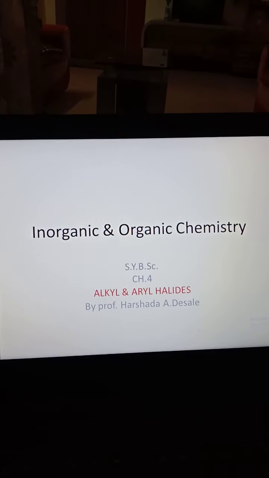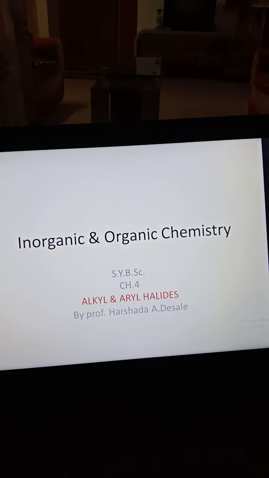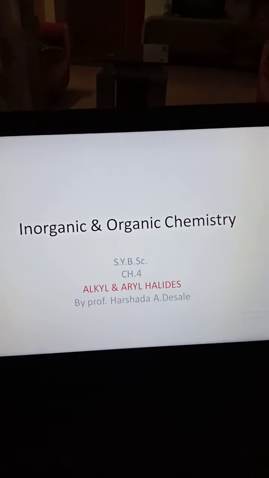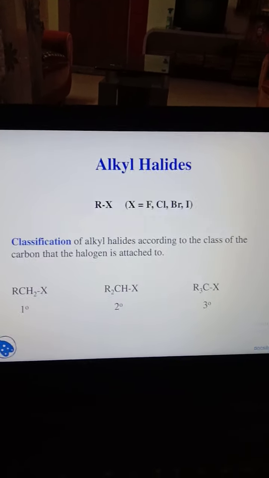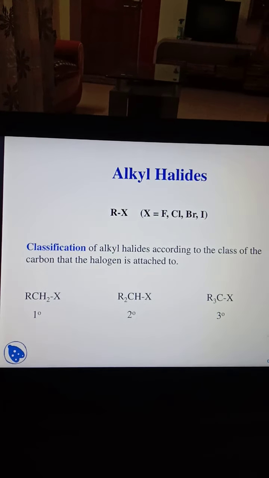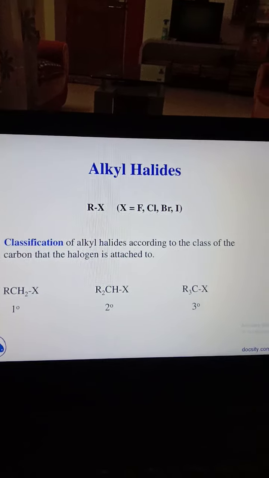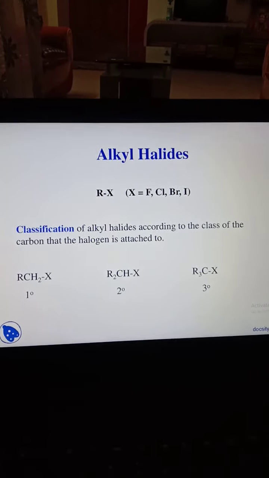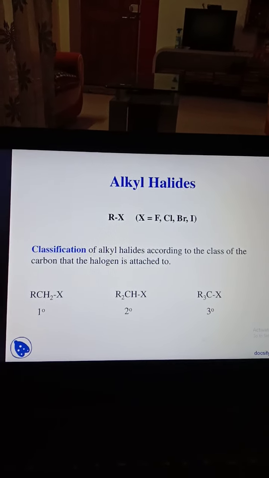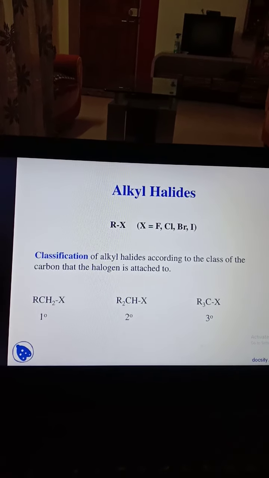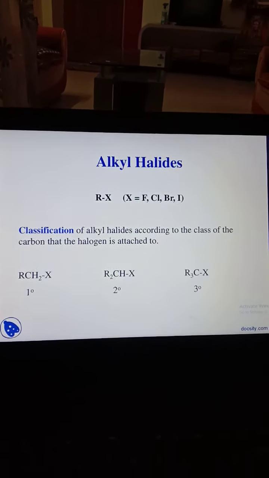I am going to discuss alkyl and aryl halides of the subject inorganic and organic chemistry. What are alkyl halides? Alkyl halides means alkyl groups attached to halides. The halogens are fluorine, chlorine, bromine, and iodine. Alkyl substituents like the R group are bonded to X, the halogens.